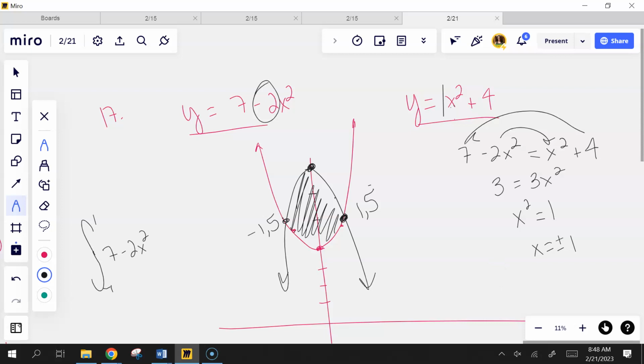It probably would help if I had labeled my graphs here. That's 7 minus 2x. The red is x squared plus 4. So I'm going to subtract then the bottom curve, which is x squared. Be careful with your subtracting because you do have to distribute those negative signs there.